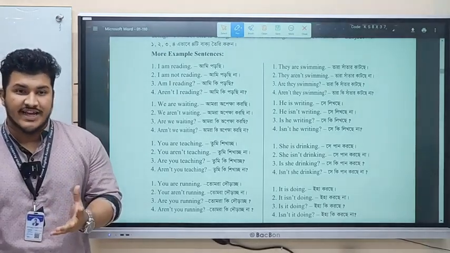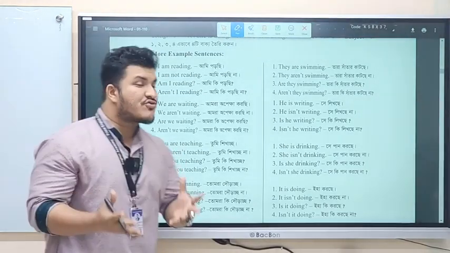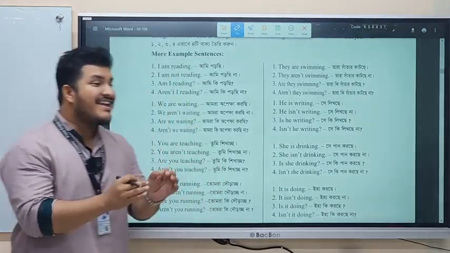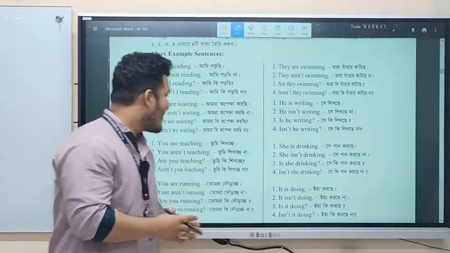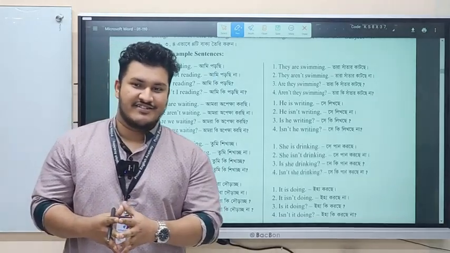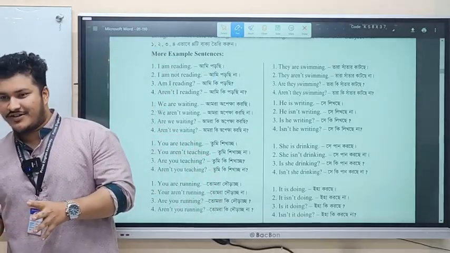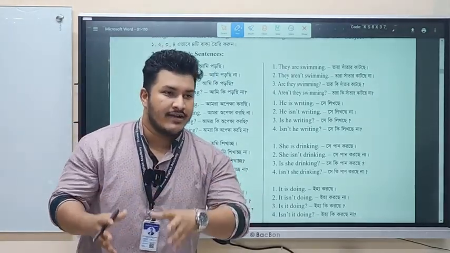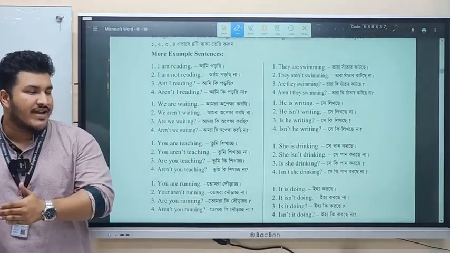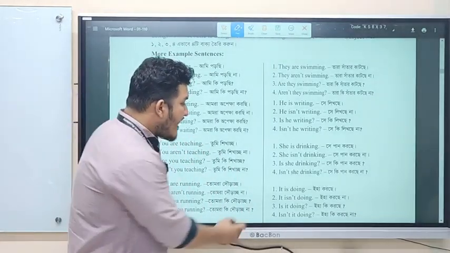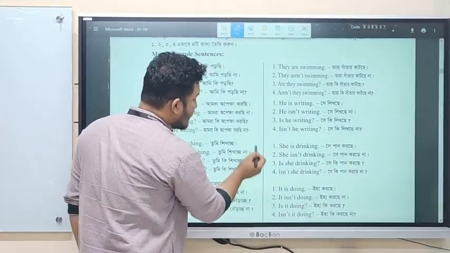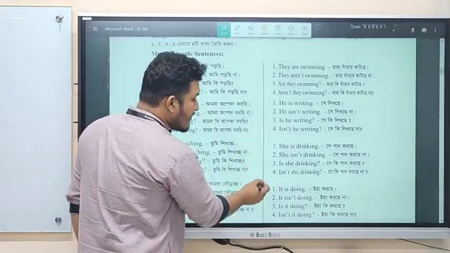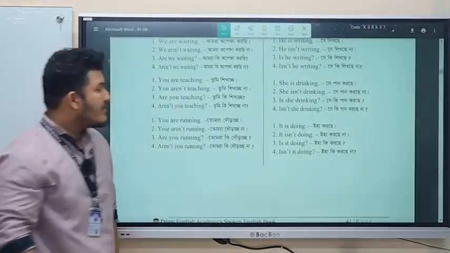He is writing. He isn't writing. Is he writing? Isn't he writing? She is drinking. She isn't drinking. Is she drinking? Isn't she drinking? It is doing. It isn't doing. Is it doing? Isn't it doing?